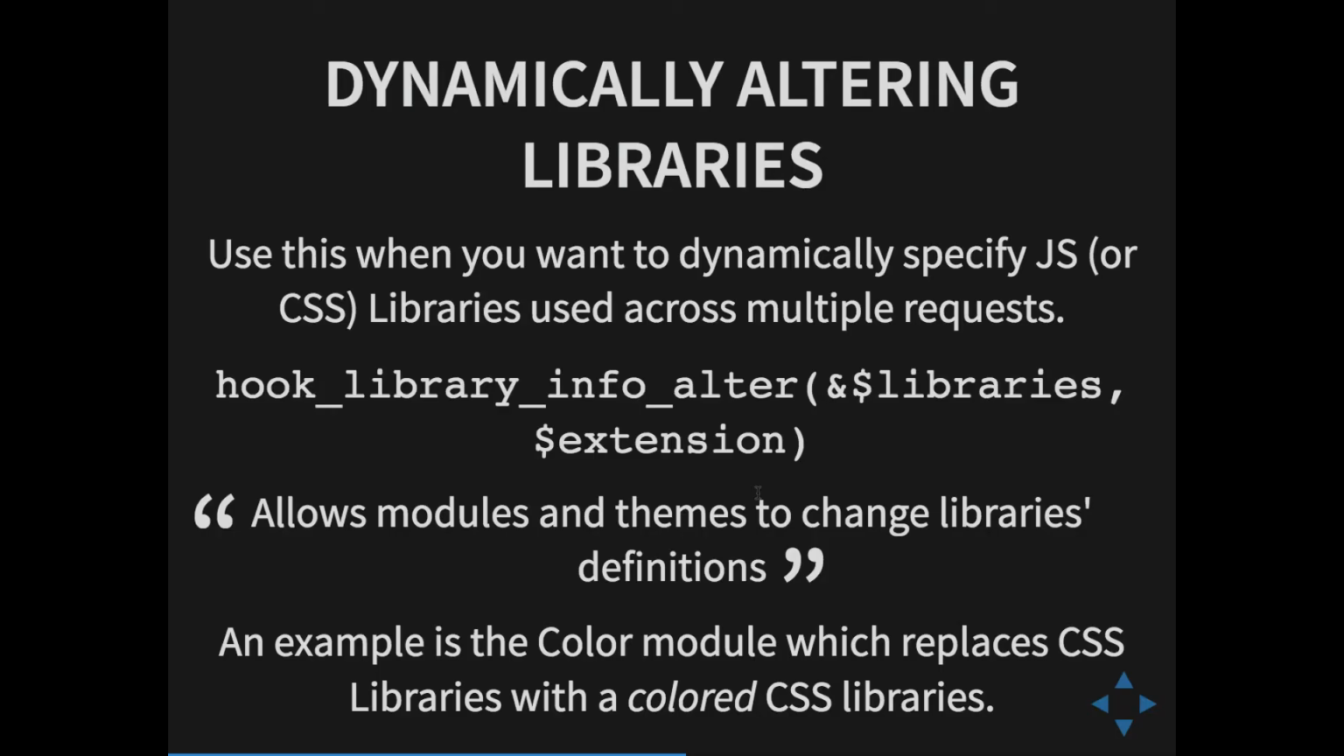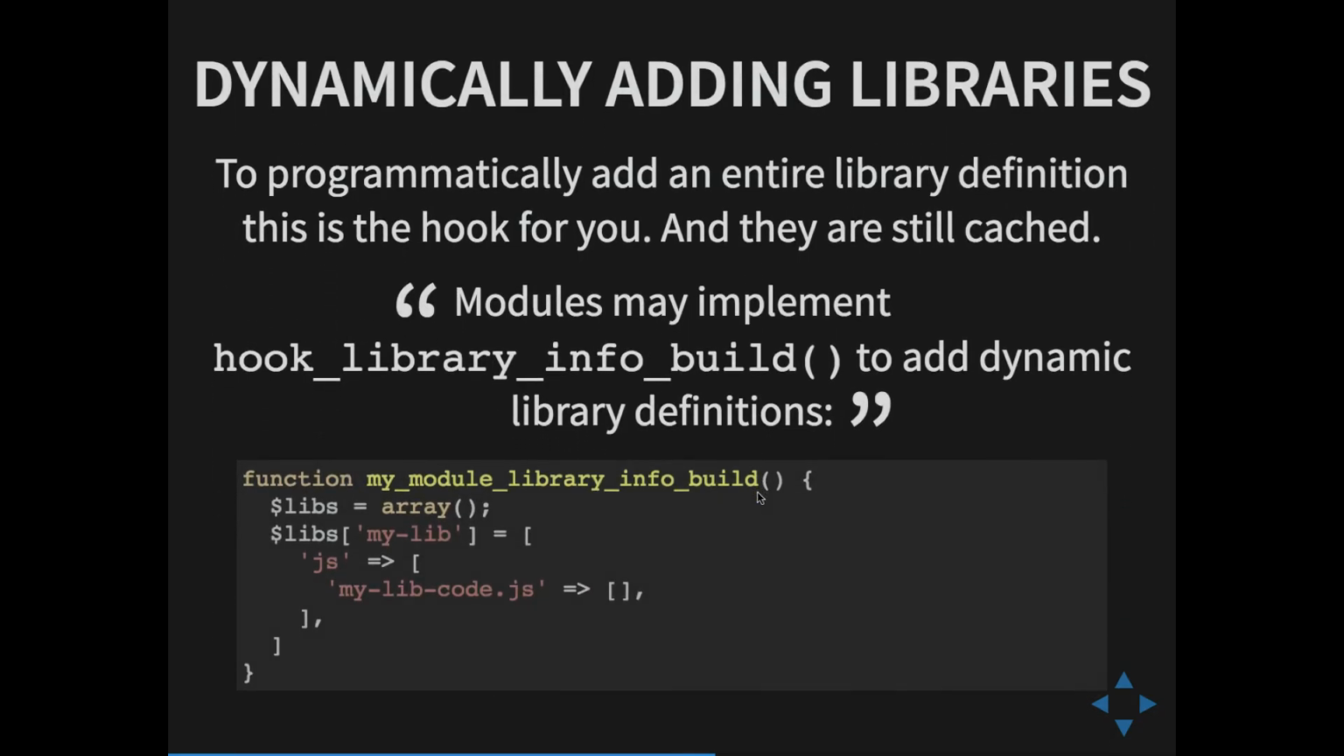You can also dynamically create or alter the definition of a library. Basically, what's in the library.yaml file, in code. The color module actually does this, and it replaces the CSS libraries with a colored CSS library depending on the options you choose. I know of one place it's used, but of course that's for CSS. But presumably you could come up with a reason to do this in JavaScript.